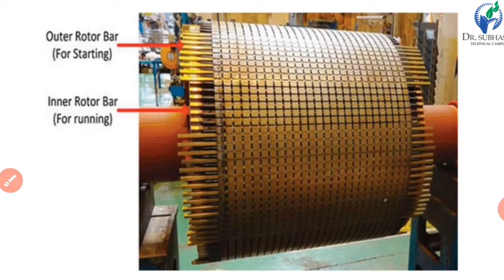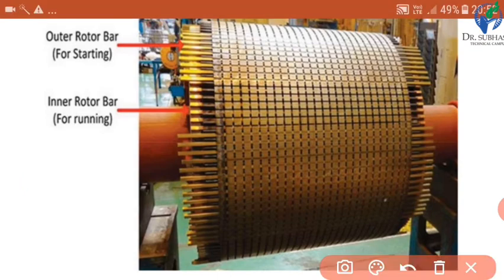This is the commercial typical construction of this double cage rotor. Here we can see the outer rotor bar, which is for starting purpose, and here we can see the inner rotor bar for running purpose. So both bars we can see in this type of rotor, the double cage type of rotor.